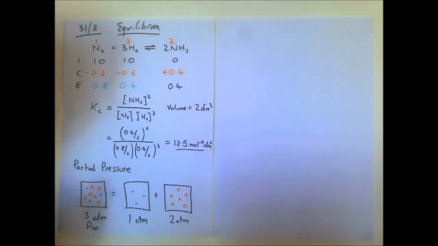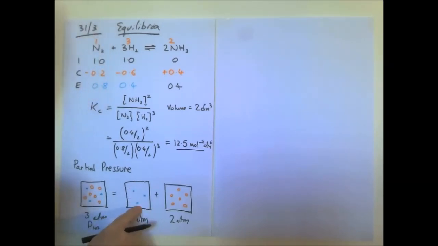So how do we work out partial pressure? Well, partial pressure is worked out by the mole fraction of that gas. That gas makes up 1/3 of the number of moles, so therefore it makes up 1/3 of the pressure, and this gas makes up 2/3 of the moles, so therefore it makes up 2/3 of the pressure.